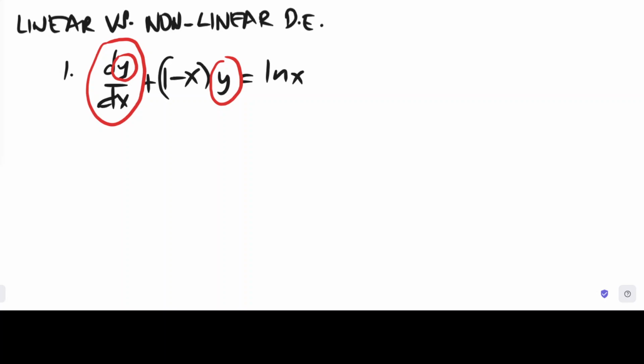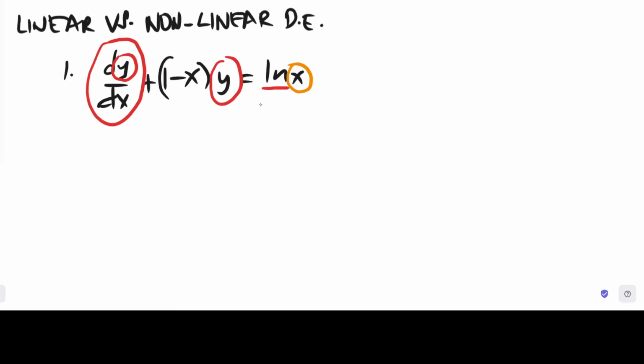First rule is followed. Second rule, the dependent variable and its derivatives should not be inside any nonlinear functions. So we have a nonlinear function here, which is ln, or natural logarithm, and it contains x, which is the independent variable. So the dependent variables are safe from this nonlinear function. So the second rule is followed, or rather complied.